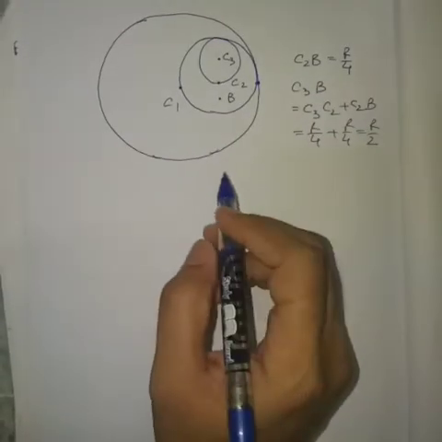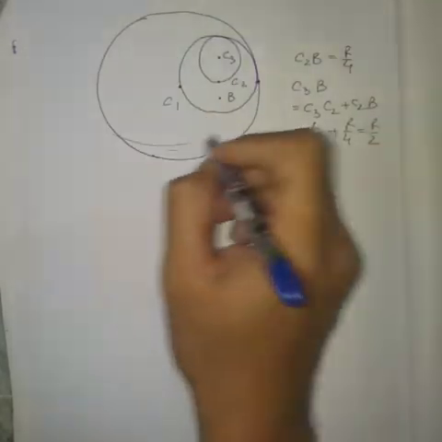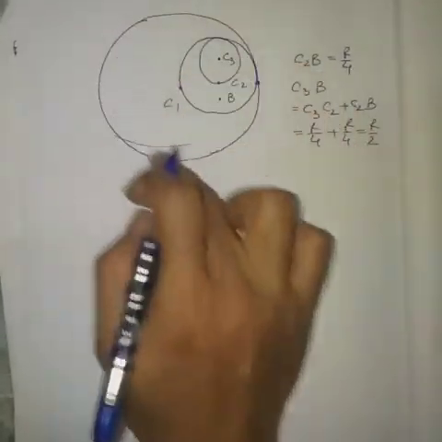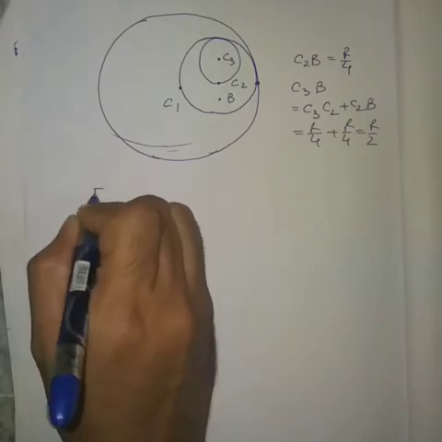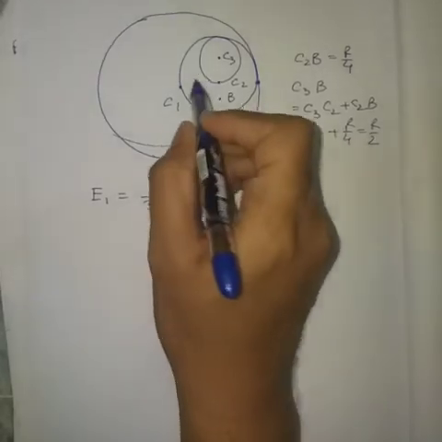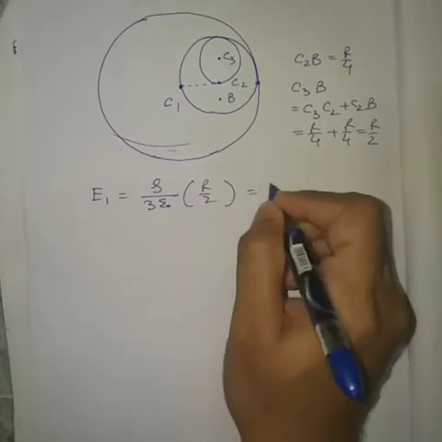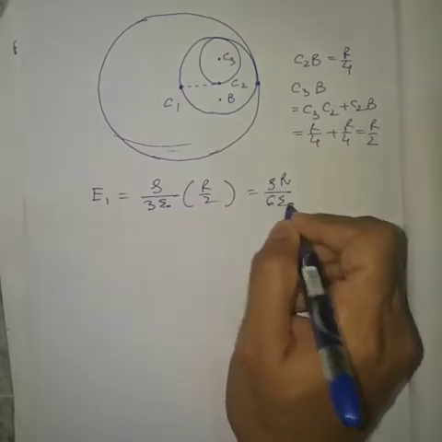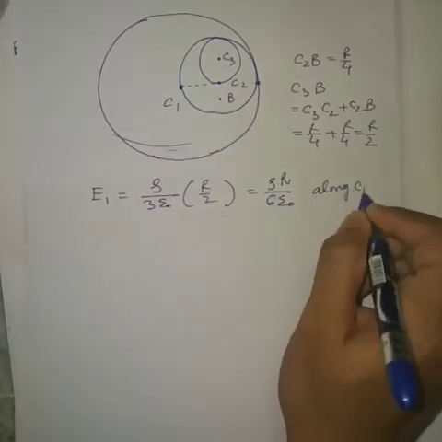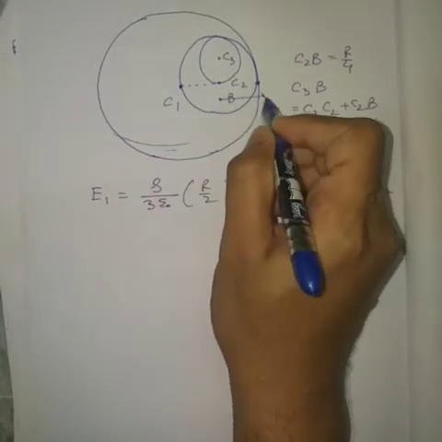Now the next part of the problem: first we have to find out the electric field at B due to the outermost sphere S1, and we consider that this is a cavity inside the sphere S1. Therefore electric field E1 is equal to rho by 3 epsilon naught into the distance between the center of the sphere and the center of the cavity, that is r by 2, that is rho r by 6 epsilon naught, and this will be along C1C2, that is along the direction connecting the center of the sphere and the cavity. This is E1.